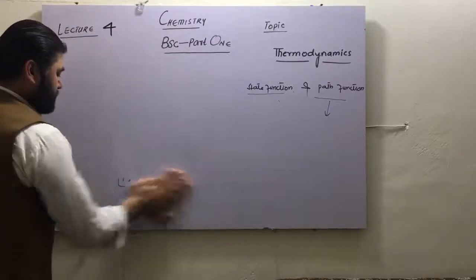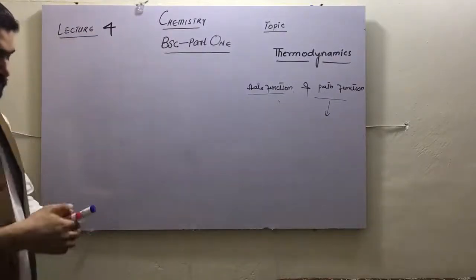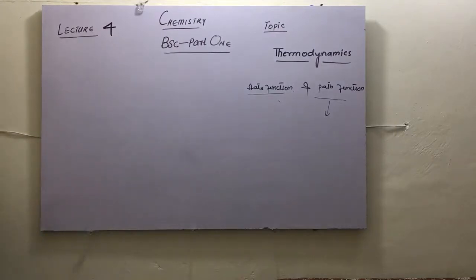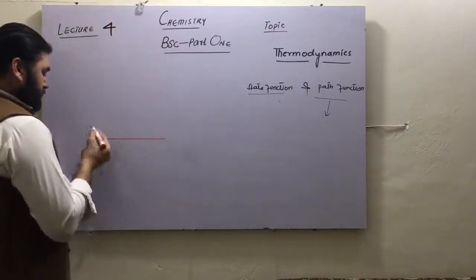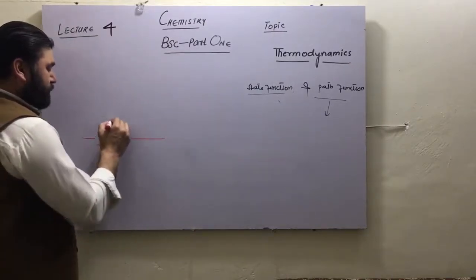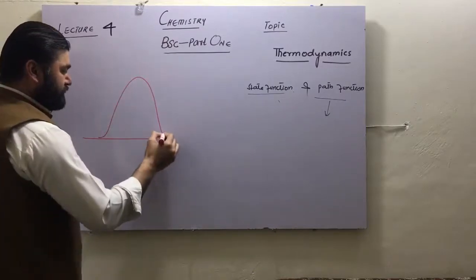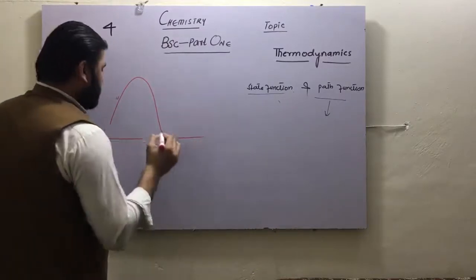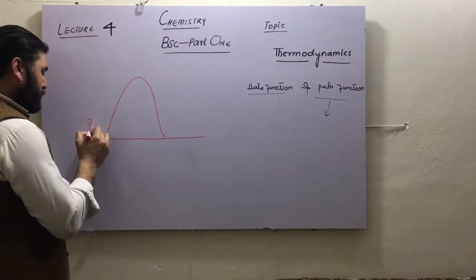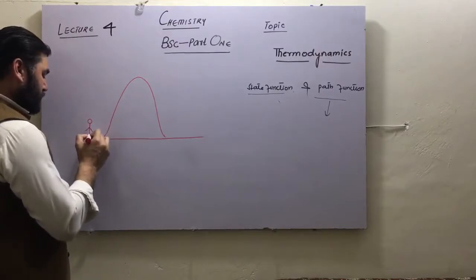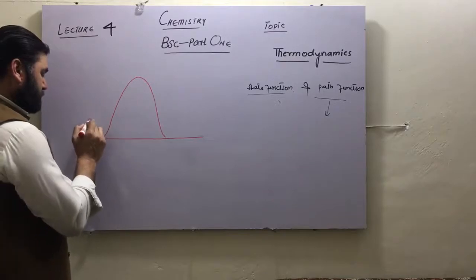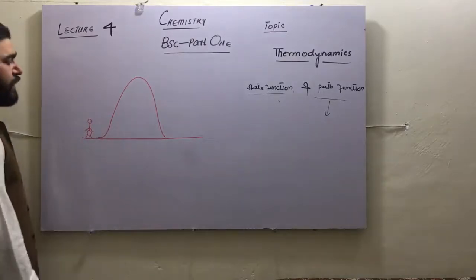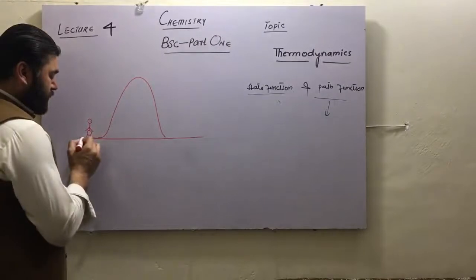Let me change the marker. Suppose we have a graph like this. Now see, you are standing in the lower energy orbital. Let me make it like this. Now see, if somebody asks you, okay, you are standing on the ground.